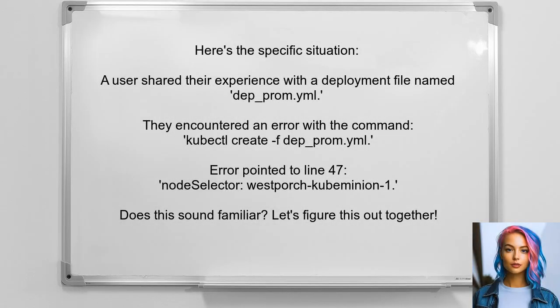Let's dive into the specific situation. One user recently shared their experience with a deployment file named depprom.yml. They encountered an error when trying to execute the command kubectl create depprom.yml. The error message pointed to line 47, which reads, nodeSelector: westporch kubeminion-1. Does this sound familiar? If so, let's figure this out together.